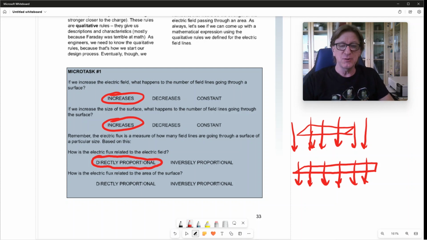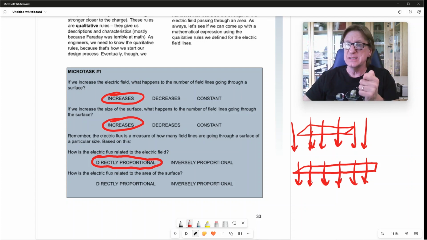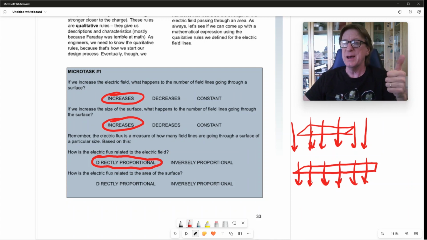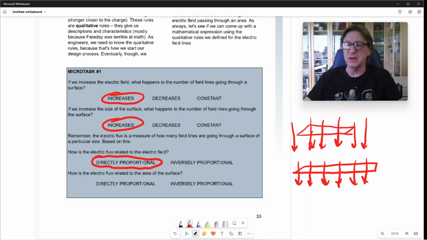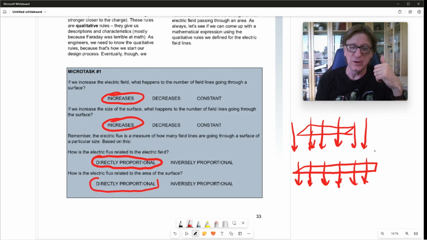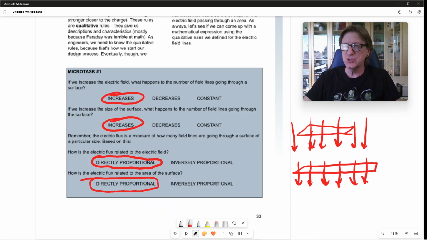All right, how is the electric flux related to the area of the surface? As I increase the area of the surface, what happens to the electric flux? Does it increase or does it decrease? Take a look at the example that I've drawn here. It's going to increase, so they're going to be directly proportional. So again, that also has to be in the numerator. All right, so if you're not sure about that, stop the video, go back and look, because these are kind of key concepts that we're going to use for building that expression. This is a technique we're going to use all the time.